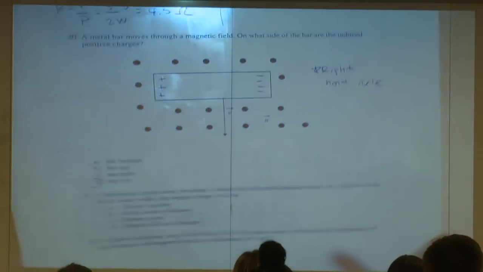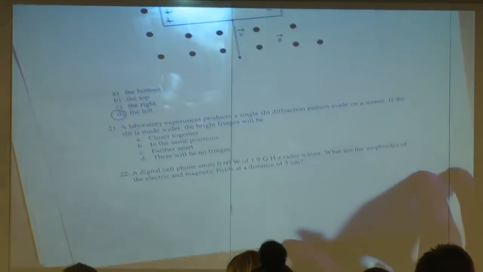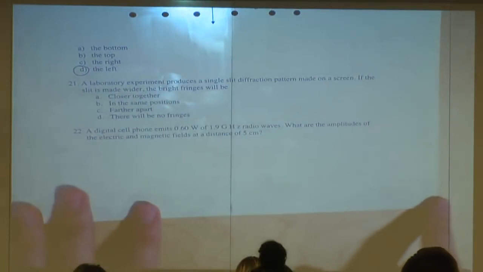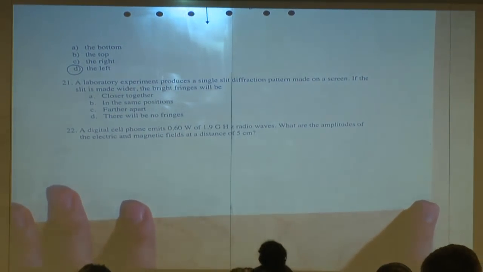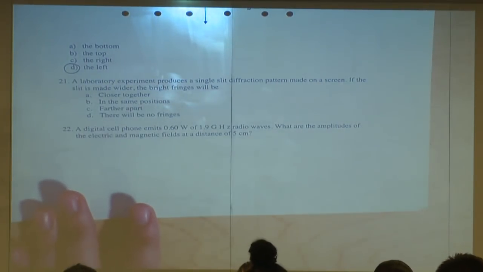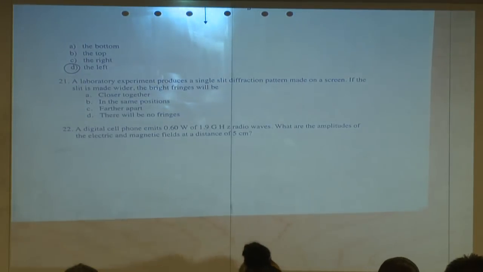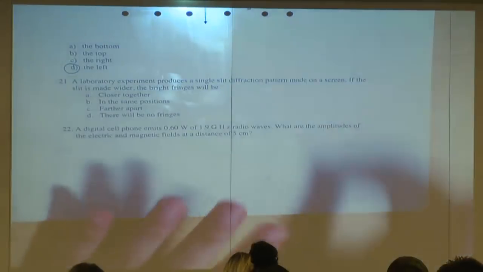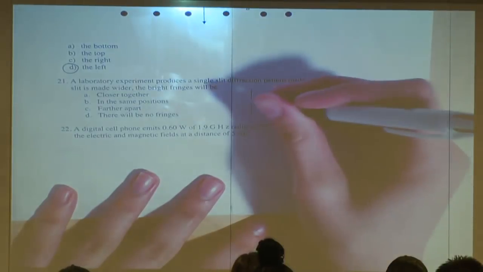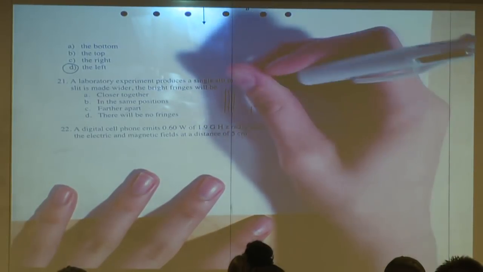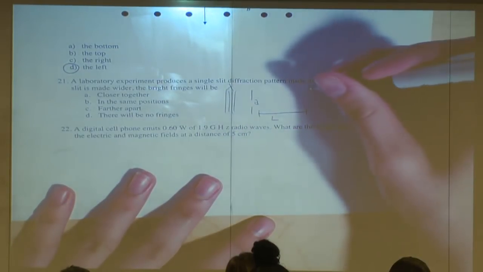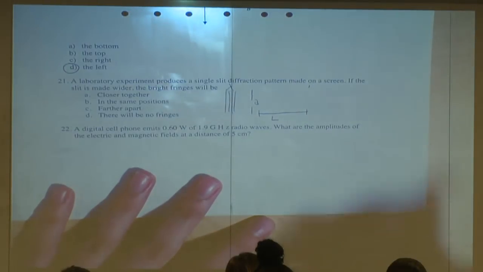Okay. So for number 21, this is one of the single slit equations, or diffraction equations. It says a laboratory experiment produces a single slit diffraction pattern made on a screen. If the slit is made wider, the bright fringes will be what? I'll just draw the diagram again. This is A, the single slit, and then you have the wavelength going into A. I know I had this wrong before, but I have this right now.